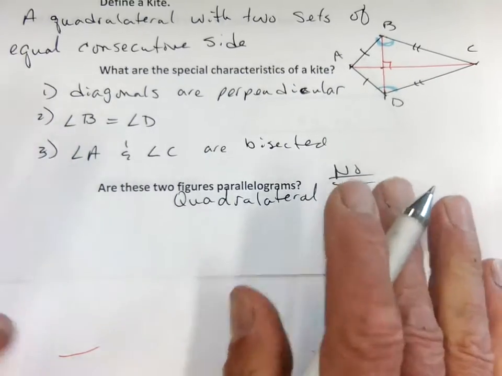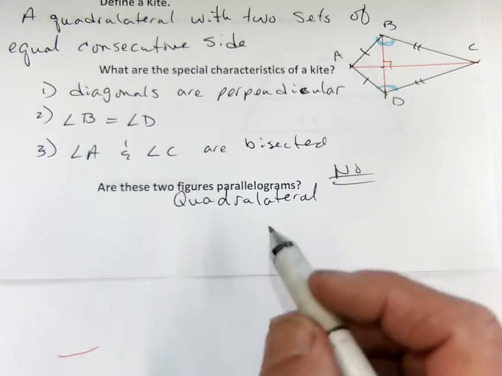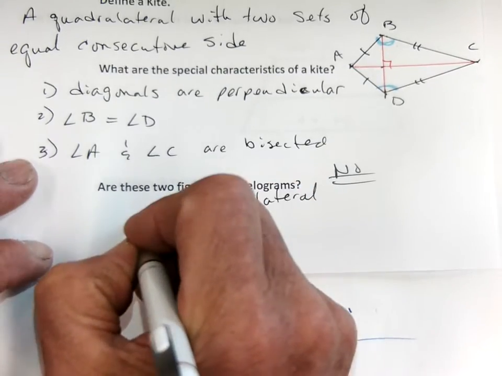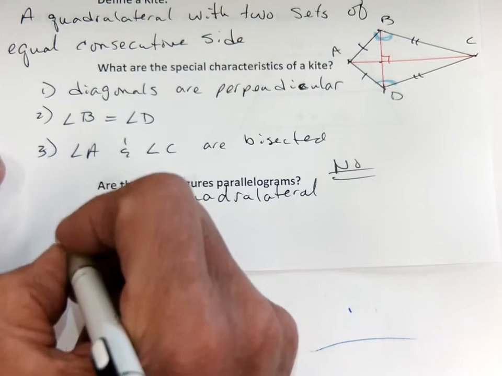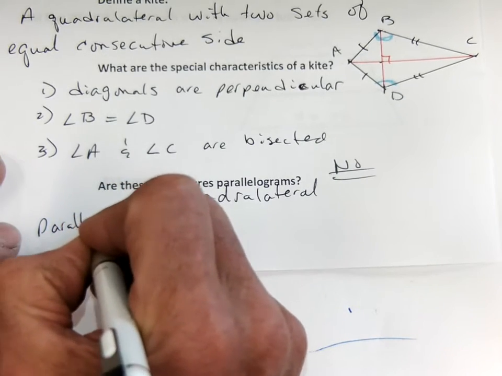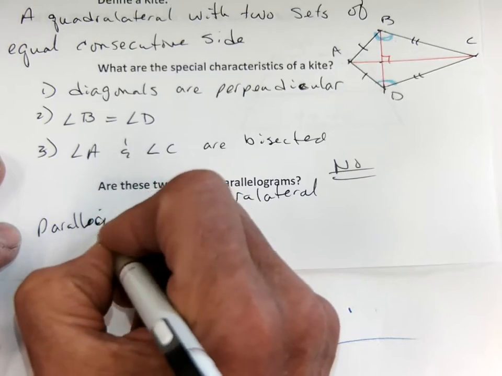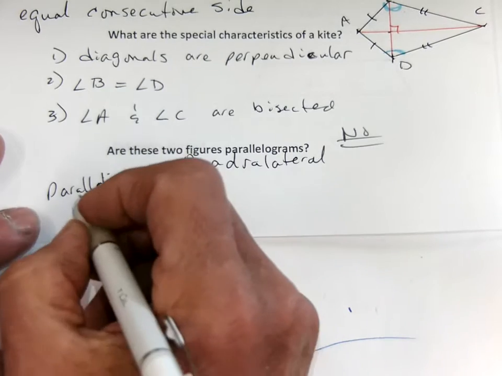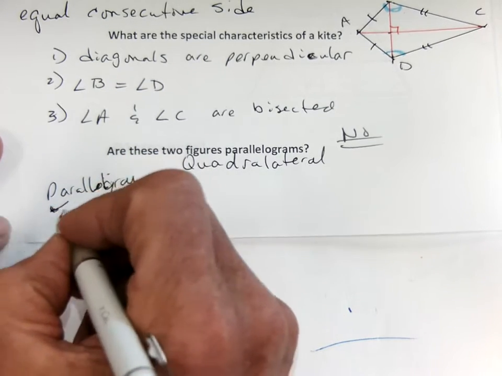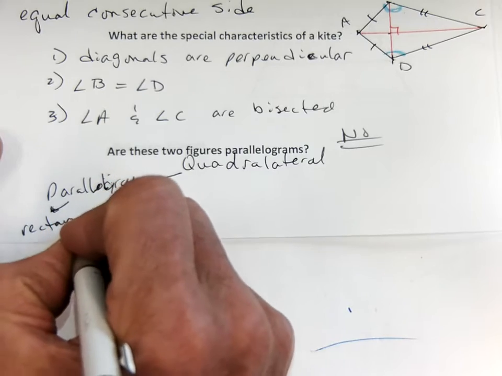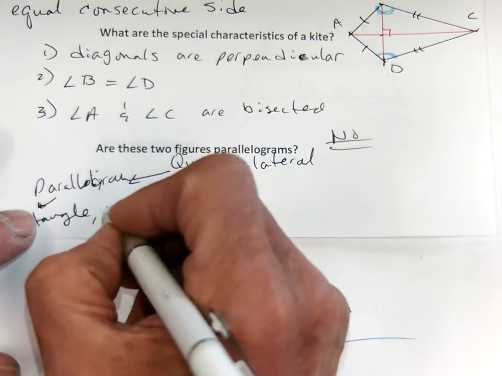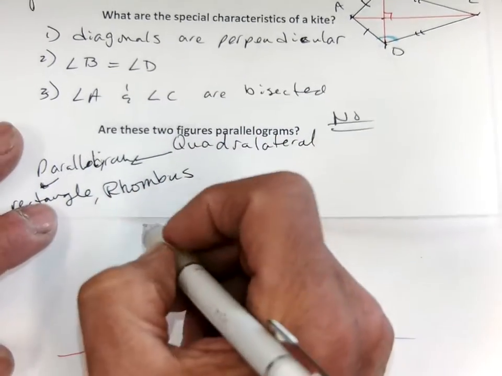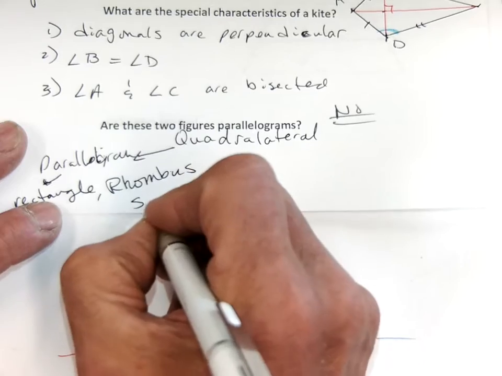This is the family tree. If you have a quadrilateral, you're going to have two brothers. One brother is a parallelogram. And if it's a parallelogram, then you could also have a rectangle. You could have a rhombus. And you could also have a square, right?